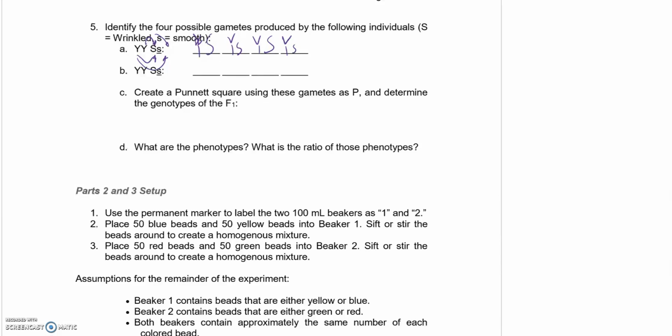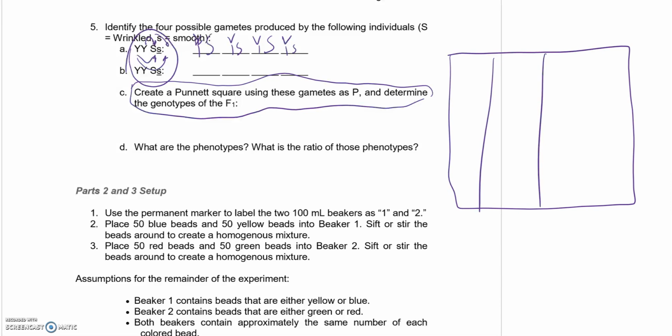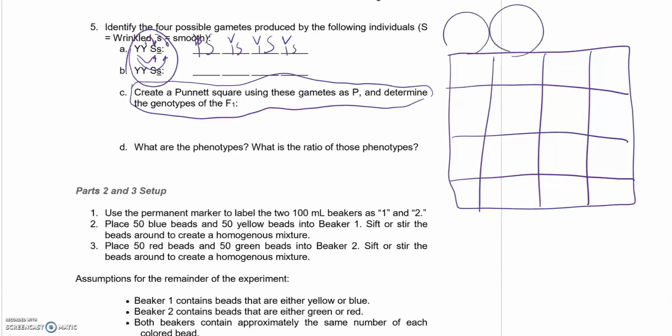Okay? Now I'm going to go ahead and do it. It's asking me to make a Punnett square using these gametes as P. So in other words, we're going to use this cross. When you have 2 traits, your Punnett square gets quite a bit bigger. Okay, so we would have 4 possible gametes.